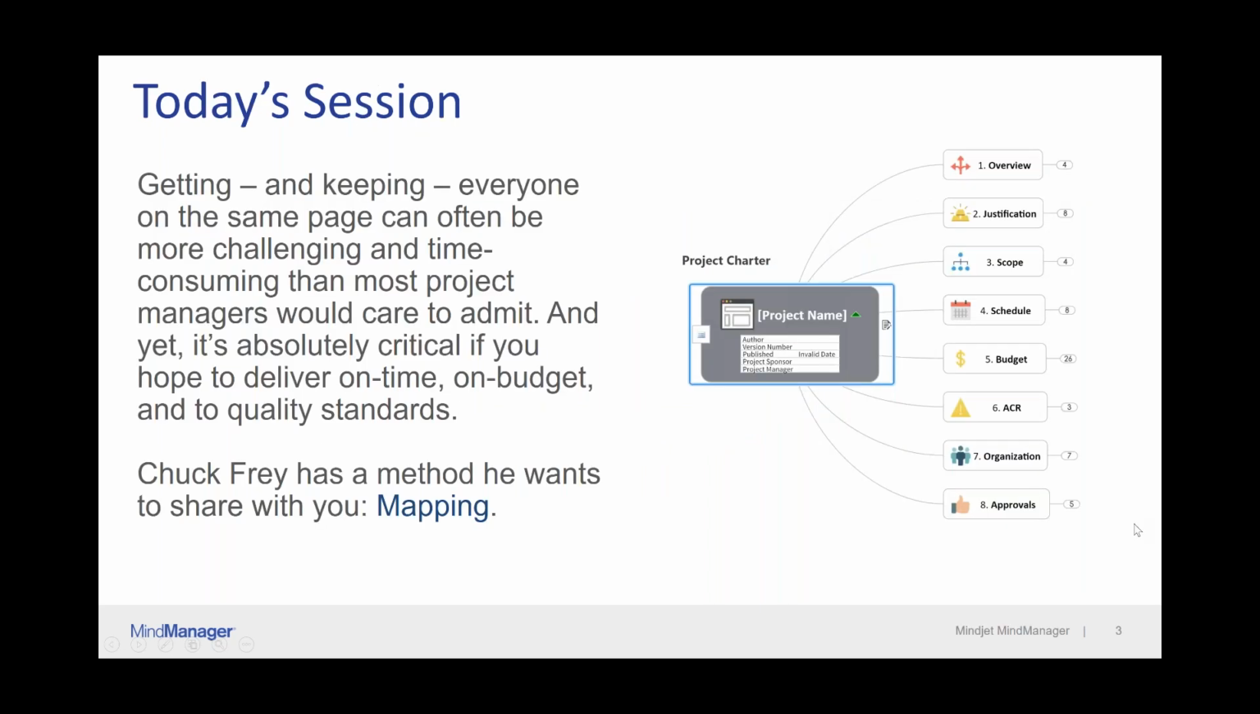So what do we have for you today? Well, we are talking team alignment. Getting and keeping everyone on the same page can often be more challenging and time-consuming than most project managers would care to admit, or would actually like to spend time on, I'm sure. And yet it's absolutely critical if you hope to deliver on time, on budget, and of course to quality standards. And our guest today has a method he wants to share with you, mapping. So that's what we're going to be looking at.